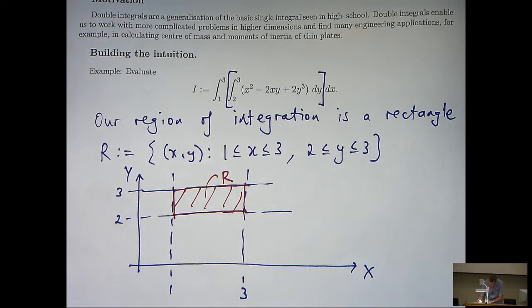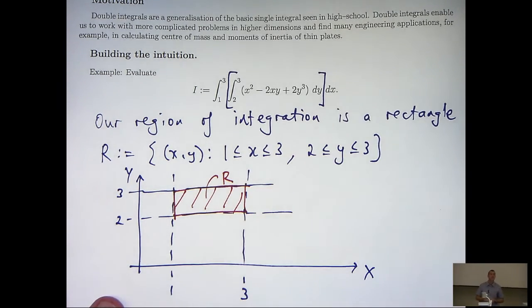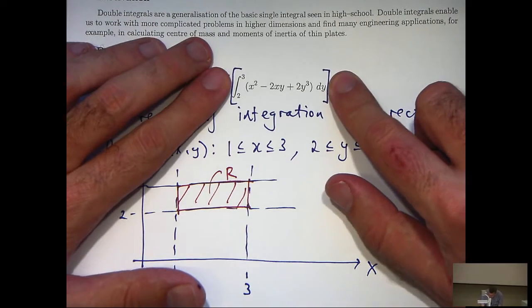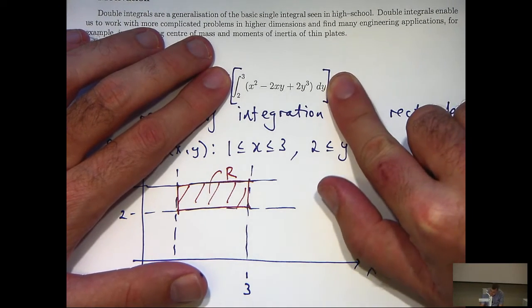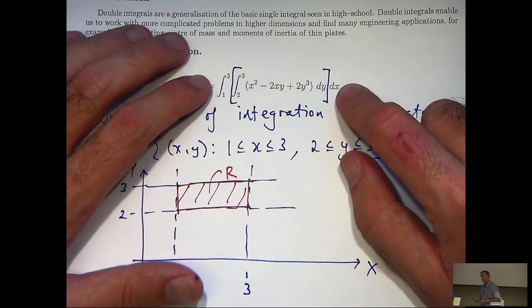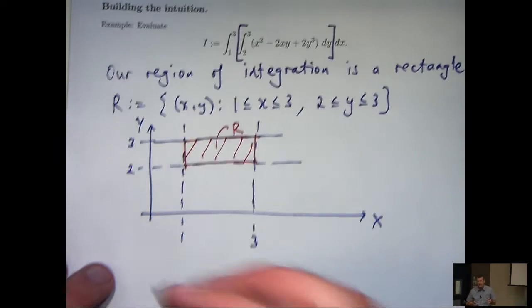So how do we actually perform the double integral? Well, a good general rule is to try to consider the inside integral first and just integrate with respect to y, holding x fixed. And then after you've done that, move to the outside integral and integrate everything with respect to x.